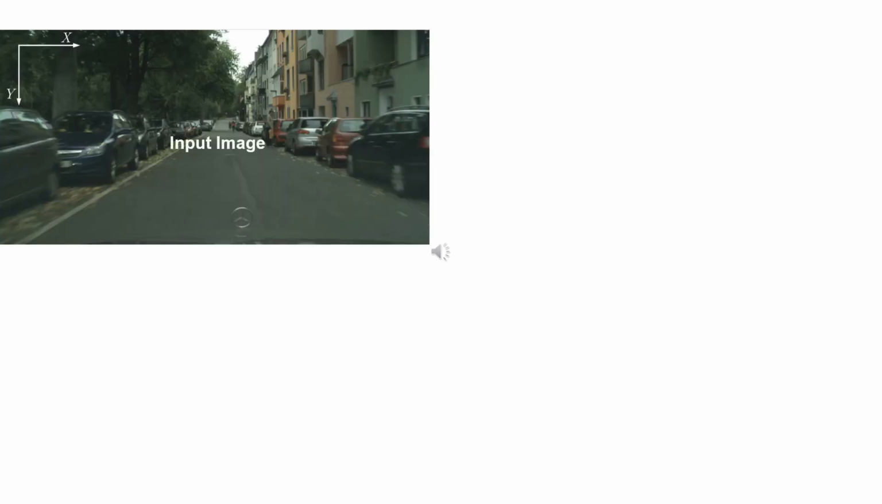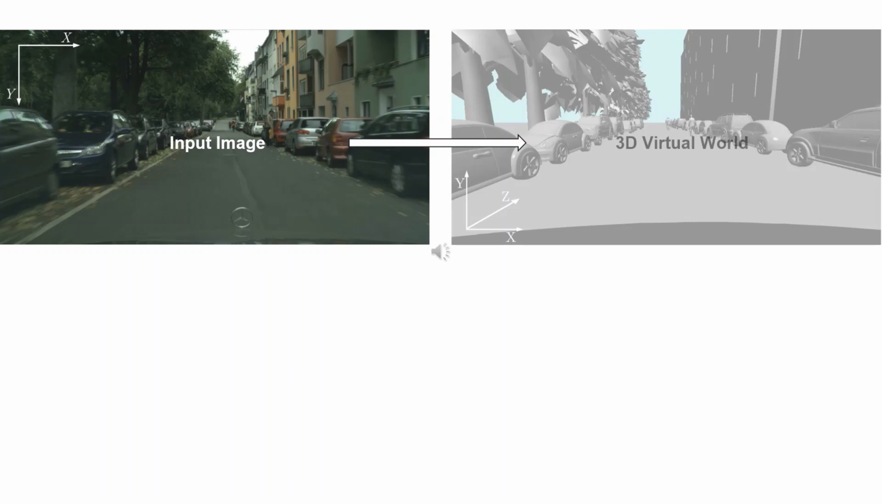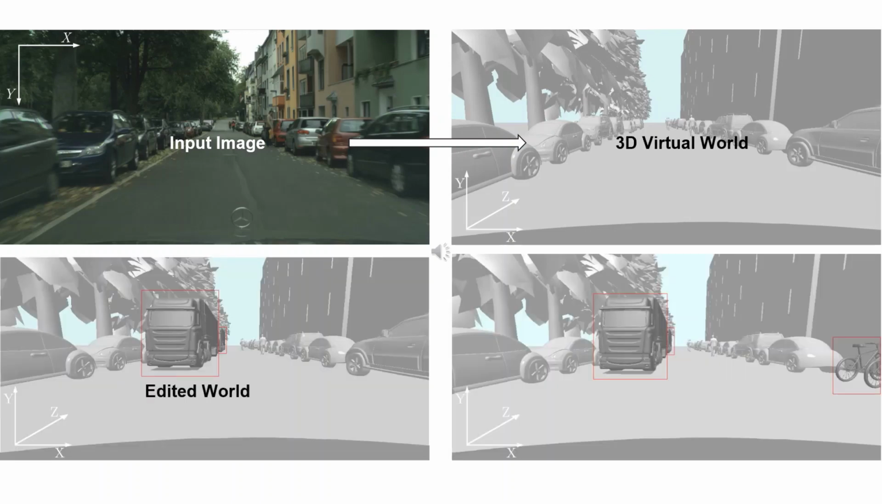Given an input image, our four-step pipeline first creates a virtual world, which can then be edited to add and delete models, and animated to create an interactive virtual world.